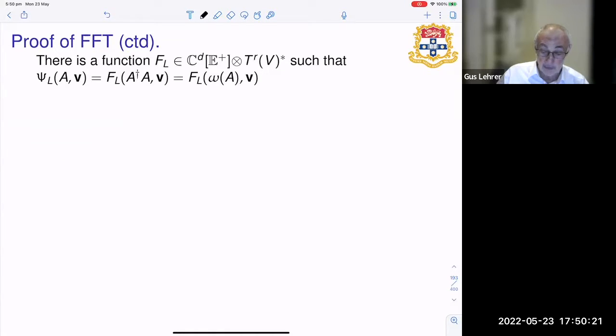So we conclude that there's a function FL, which is of degree D now, on E plus. The reason it's of degree D is because omega is of degree 2, so you have to multiply the degrees there. And you have this equation. And this is true for all V, and for all A, of course, as well. And the key point is that FL is invariant under GLV.